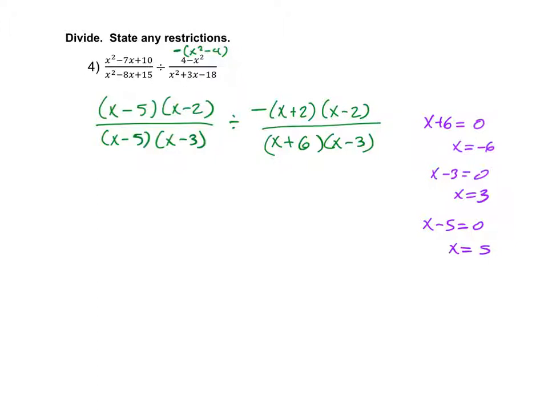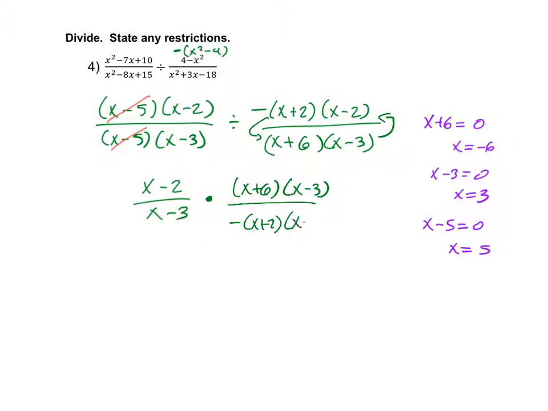Okay. So now, when I'm dividing fractions, I'm going to use keep, change, flip. That means I'm keeping the first fraction, or before I flip it, I can simplify this fraction. So I have x minus 2 divided by x minus 3. On the other fraction, I don't have anything. So I'm going to change to multiplication. And now I'm going to flip that fraction. So x plus 6, x minus 3, as you can see, I'm taking that on top. And this one, the negative, x plus 2, x minus 2.